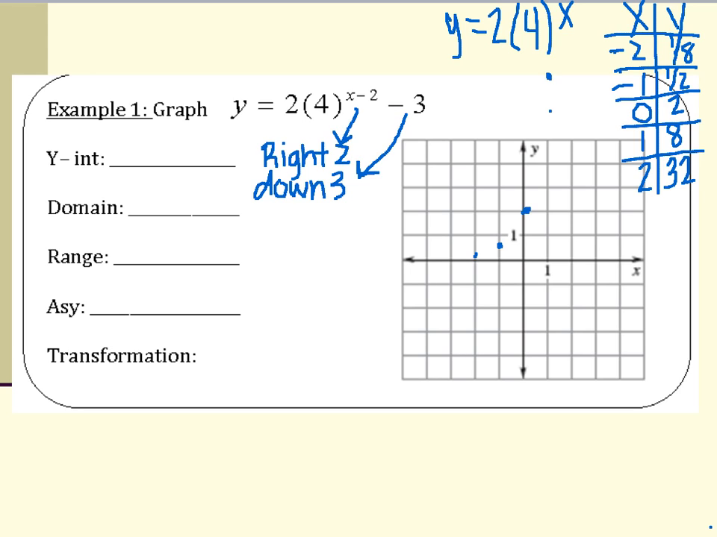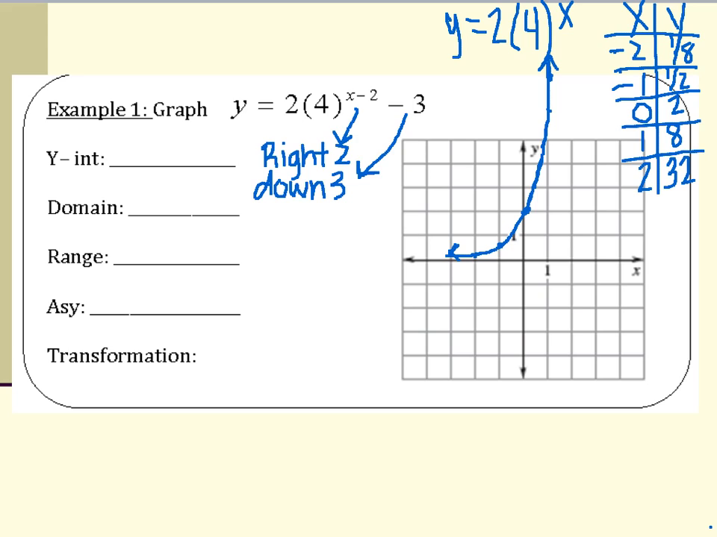Be right about up here though. Okay, so this function right here is y equals 2 times 4 to the x power. We want to take and move that. We want to move the whole thing, shift the whole thing right 2 and down 3.